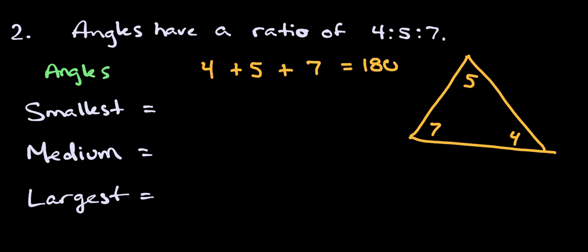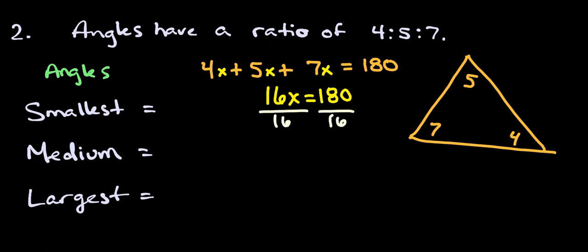But remember how we can add an x to each of these. If you multiply each of those by the same number, you're still going to have the same ratio. And so if we add those together, 4 and 5 gives us 9, plus 7, we have 16x equals 180. Then we can divide both sides by that 16. And we get an x value, which is 11.25.